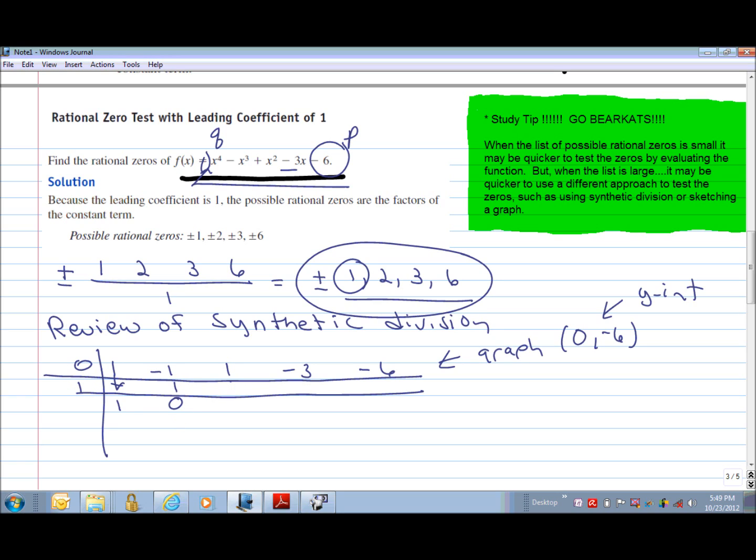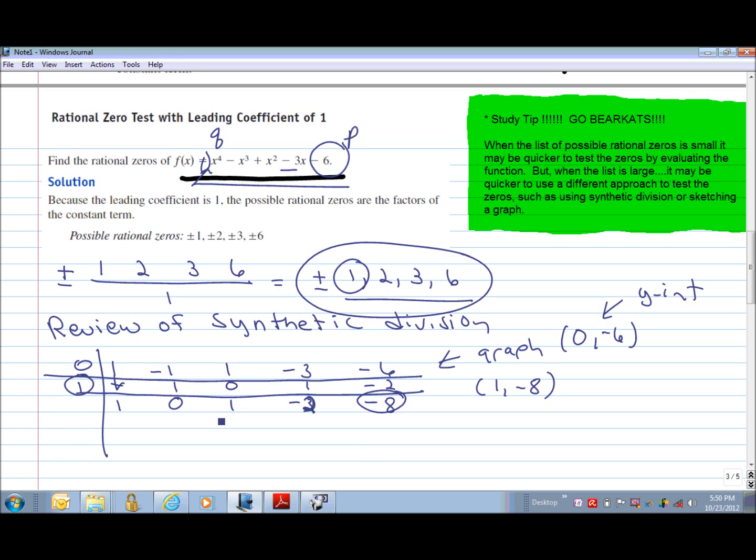1 times 0 is 0. 0 and 1 would be 1. 1 times 1 is 1. 1 and negative 3 is negative 2. Oops, sorry, negative 2. And 1 times negative 2 is negative 2, and that would be negative 8. So that did not find us a 0. But we do have another ordered pair, (1, -8). So let's try 2.